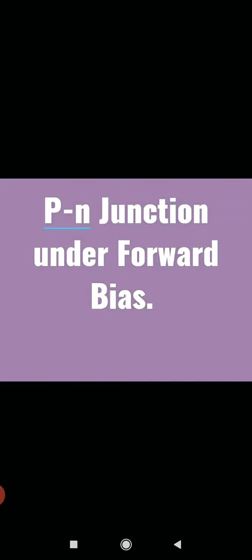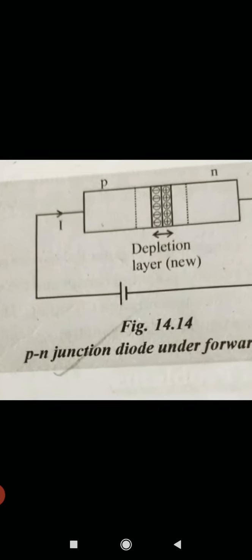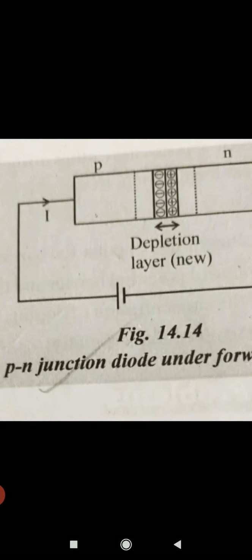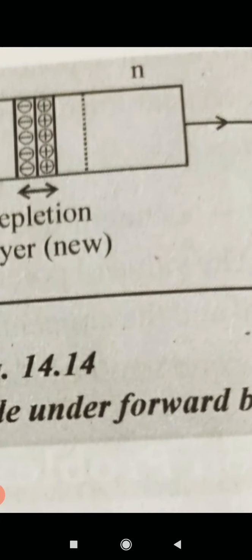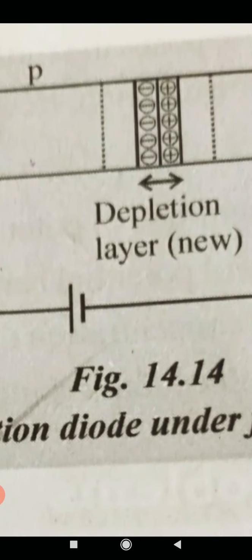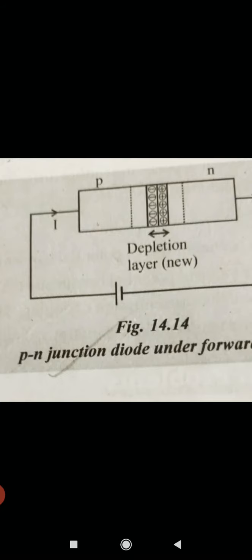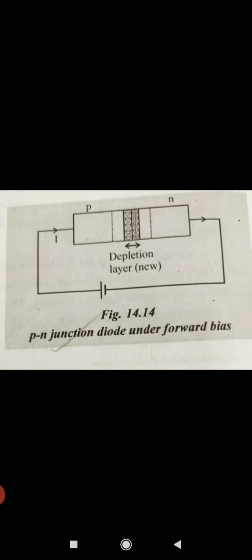First is the p-n junction under forward bias or forward biasing. From this diagram, it is clear what forward biasing is. You can see the p side of the p-n junction is connected to the positive terminal of the battery, and the n side of the p-n junction is connected to the negative terminal of the battery. Simply, that is forward biasing.